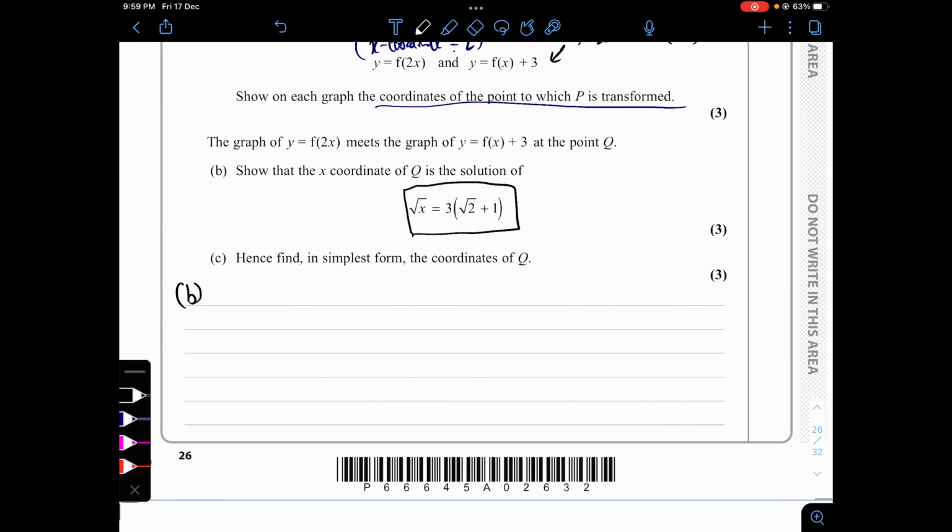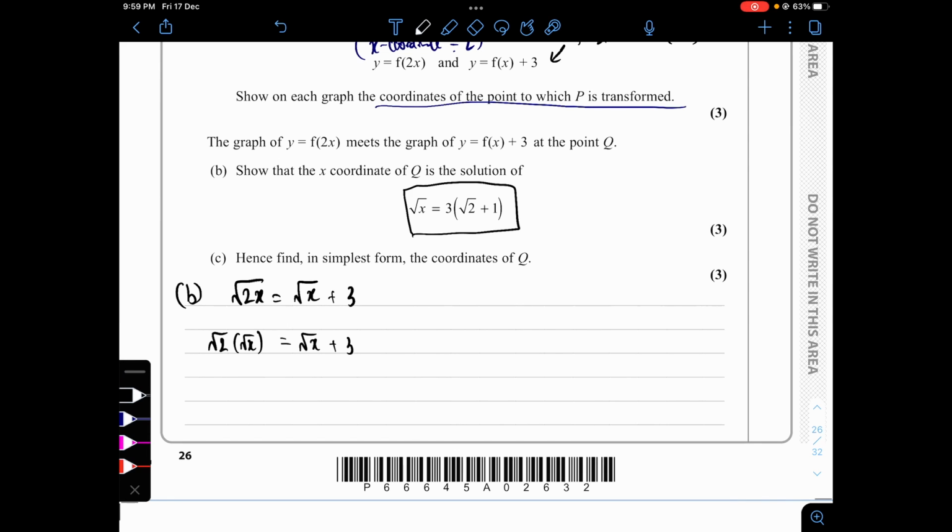So the part B will be, so we'll have root of 2x equal to root of x plus 3. Now root of 2x can be split up into two roots, so that'll be root 2 multiplied by root x, equals root x plus 3.